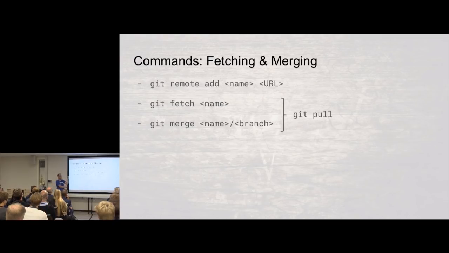This name is called a remote. It's basically just a reference to some other Git repo. It might be on some other machine, it might be on the same machine, it might be over SSH, or it might be over HTTP. All that is sort of identified by the URL. And then you can use git fetch to just fetch changes from that remote.